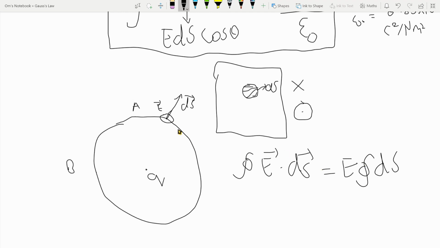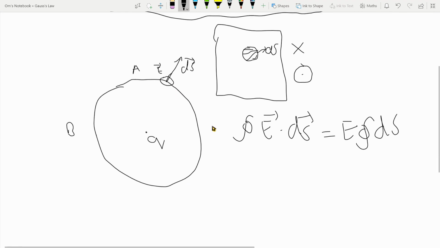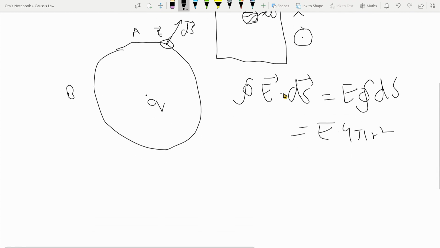Now I want you to think carefully about this. When you sum up all the area elements over here, and remember that this is a sphere, what comes to your mind? We're basically talking about the surface area of a sphere, and that is nothing but 4 pi r square. So the integral is E times 4 pi r square, and from Gauss's law, we can write that this is equal to q by epsilon naught.